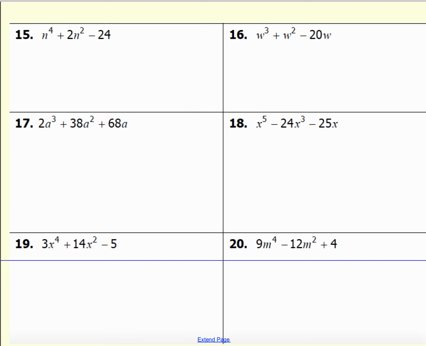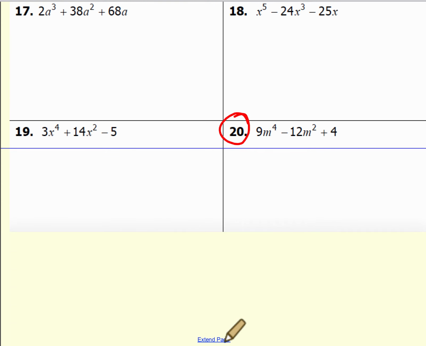Okay, and finally, let's go over one like number 20. So I see it's not quadratic, it's to the fourth power. This quadratic-like comes up when we have two terms or three terms, and the degree of the polynomial is even. So I know that m squared squared gives me m to the fourth.